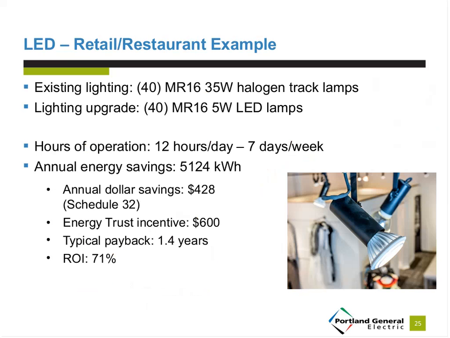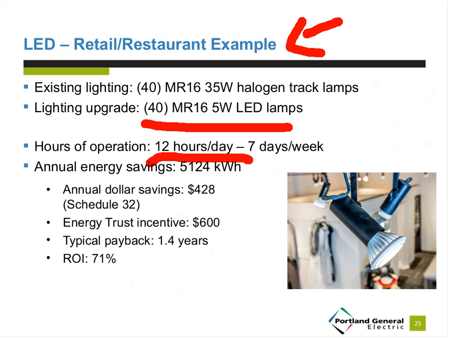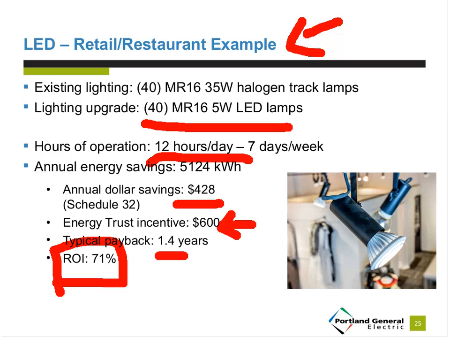And here's the next real-life example for you. 40 of those smaller, we call those MR16 bulbs, track bulbs that you saw on the previous slide, going from the halogen to the LED, 12 hours, regular retail operation hours, saving $428 a year instead of $600, and the payback in 1.4 years. And wowie zowie, look at that return on investment, 71%. That's a no-brainer.